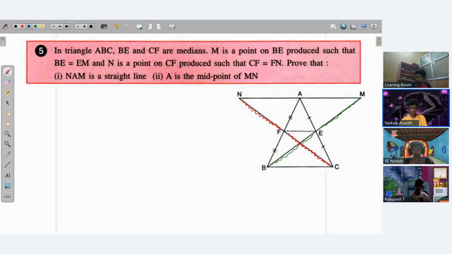Sir, is F the midpoint of NC, sir? It's given. N is a point on CF produced such that CF and FN are the same. That means F is the midpoint.